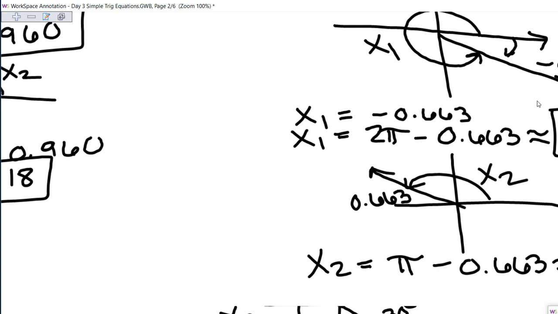2.479? Okay. 2.4, oh, you're ahead of me, okay. 2.479. Okay, so make sure you have your answers for quadrants 4 and 2.